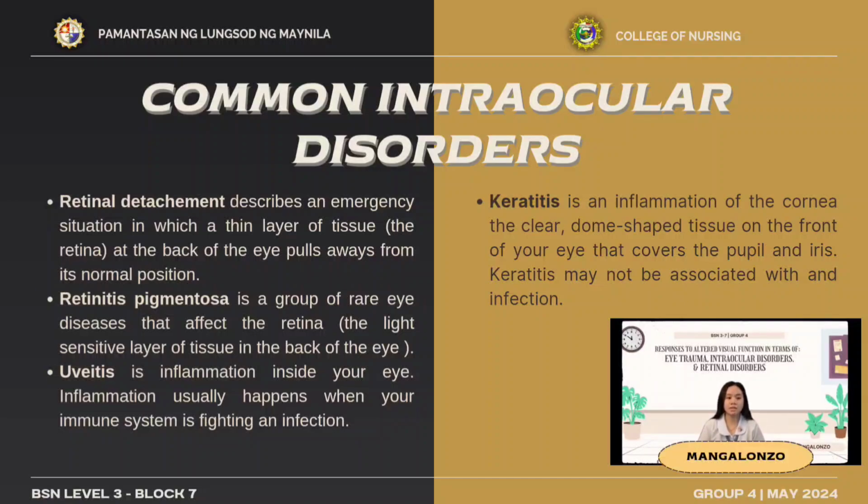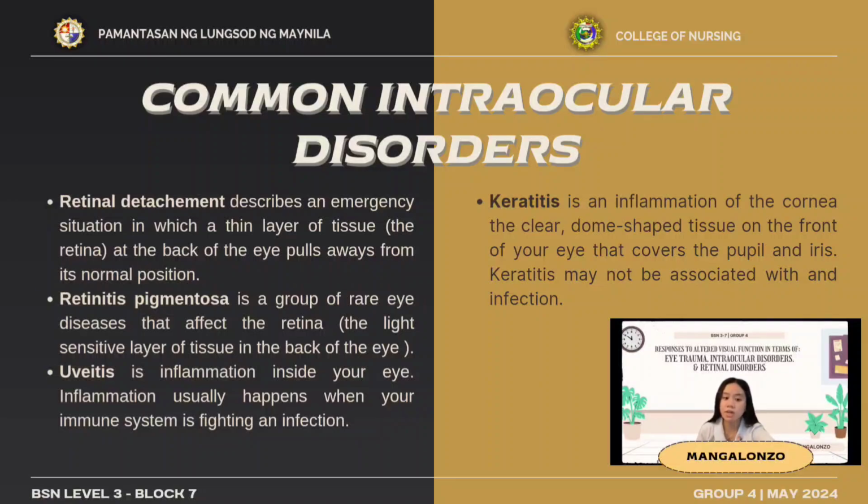And then uveitis. This is an inflammation of the uvea, the middle layer of the eye, comprising the iris, ciliary body, and choroid. Uveitis can cause eye pain, redness, light sensitivity, and blurred vision. And then the last one is keratitis. This is an inflammation of the cornea, often due to infection, injury, or wearing contact lenses for an extended period. It can cause eye pain, redness, blurred vision, and sensitivity to light.